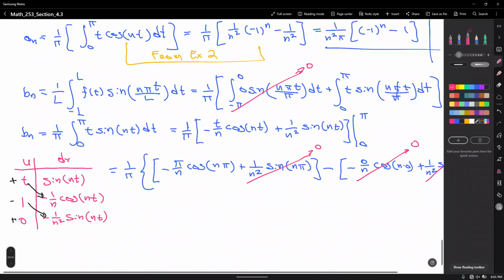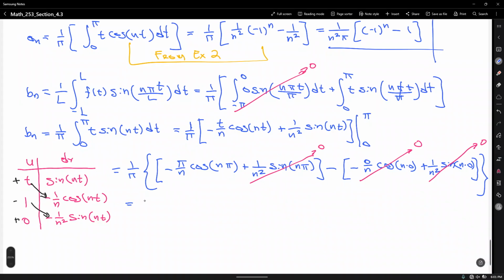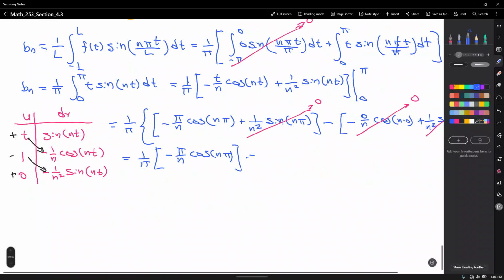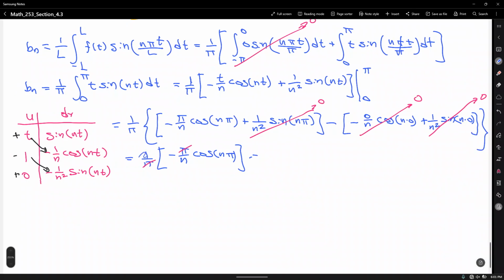1 over pi times bracket negative pi over n cosine of n pi. But what's cosine of n pi? Remember, what is that equal to? Negative 1 to the n. Now, we have an interesting situation here. The pi's are going to go away. Do you guys agree with that? Okay, have the pi's go away, and that's going to leave us with positive times a negative.